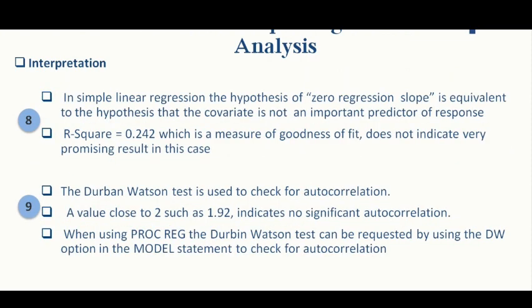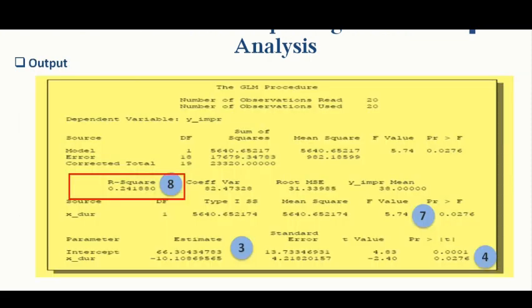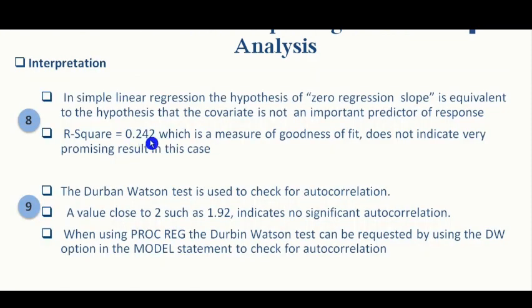Here, R square is coming out to be 0.242, which is a measure of goodness of fit, that is the coefficient of determination. It has to be between 0 and 1, and above 0.8 is good. So, it is a very low value, and it does not indicate a very promising relationship, a promising model as far as the regression model is concerned. Even though the model we are fitting gives us a significant regression slope, the model itself is not good. That is the moral of the story here.